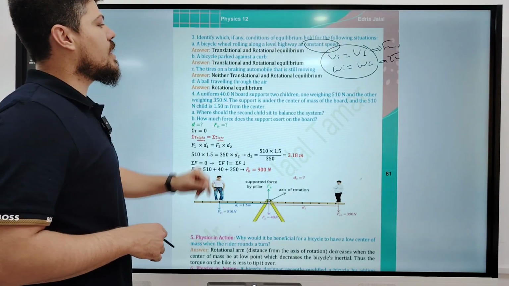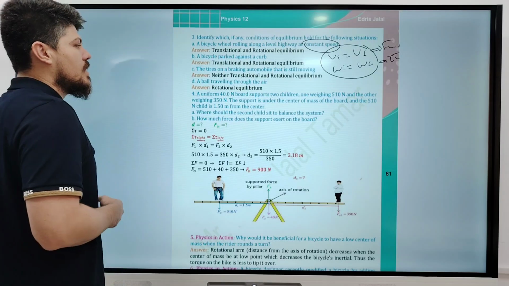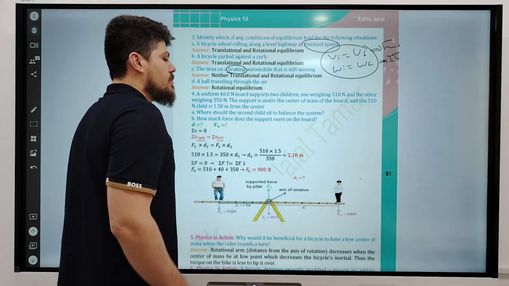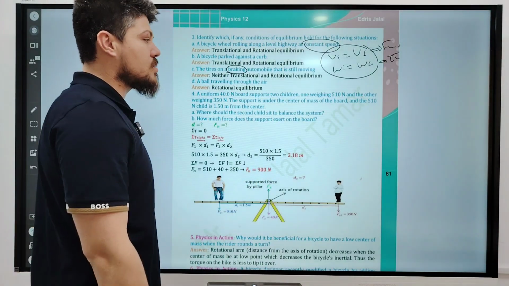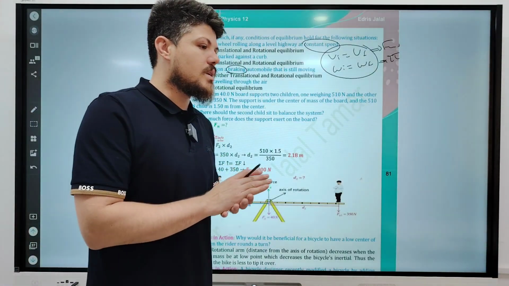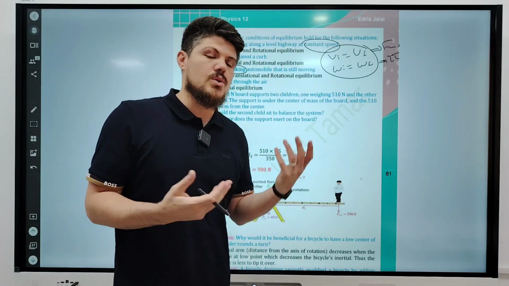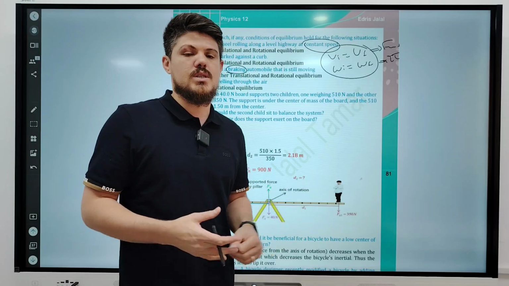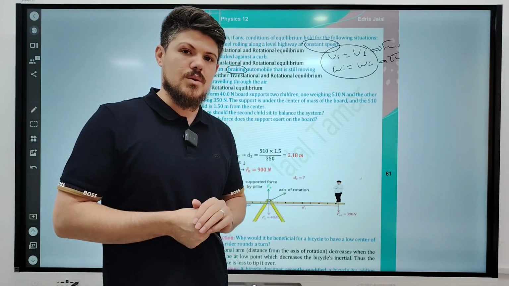A tire on a braking automobile that is still moving. When the tire is still moving, but by using the brake it is slowing down the car, so that is why the velocity decreases. When velocity decreases, acceleration is not equal to 0. Net force also not equal to 0. So we cannot say this object has translational equilibrium. The object has no translational equilibrium.